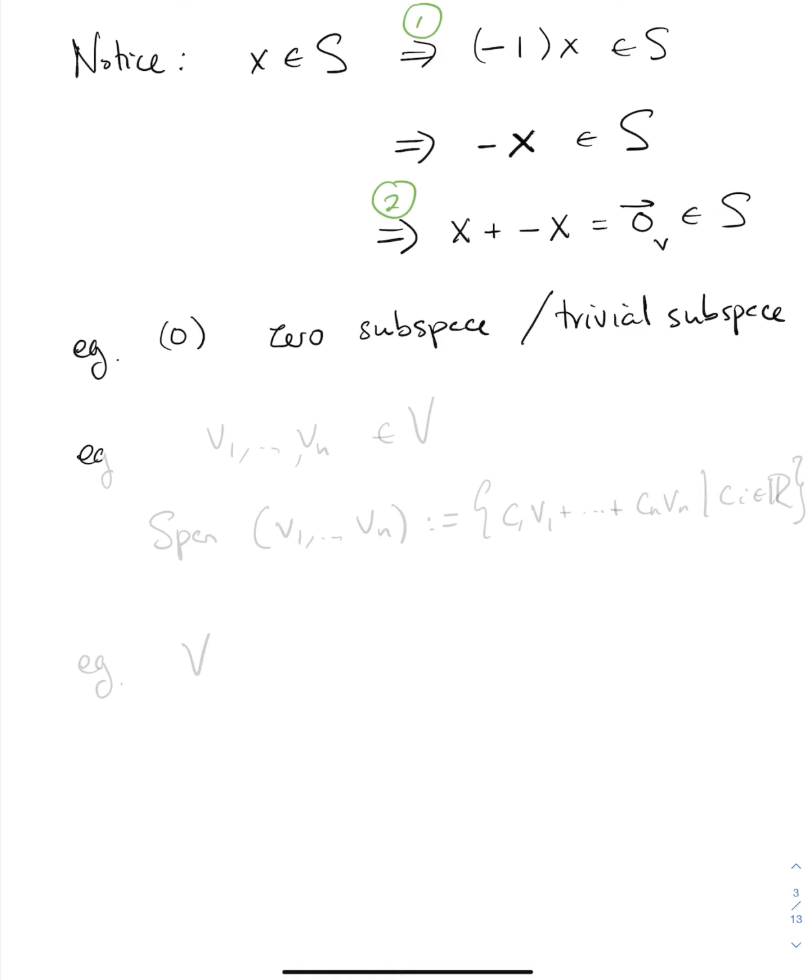Here's another example. Say we've got V1 through Vn in V, then the span of V1 through Vn is a subspace of V. And just to remind you what the span is, this is every vector that can be expressed as a linear combination of the Vi's. Example, V itself is considered to be a subspace of V.